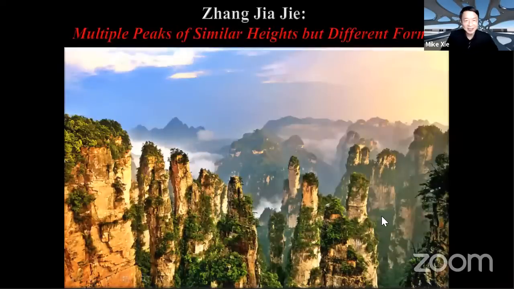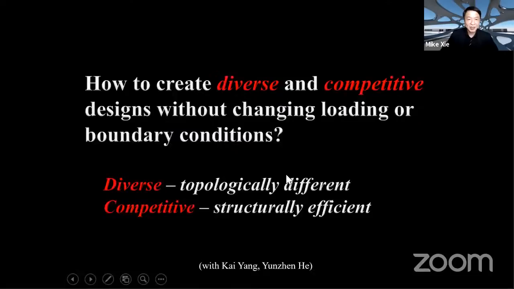This is a scenery in China, in Zhangjiajie. Maybe some of you have been there. There may not be an absolute peak in any of these mountains, but they are of similar height, just slightly different forms. This is what we are looking for in our recent research: how to create diverse and competitive designs without changing loading and boundary conditions.